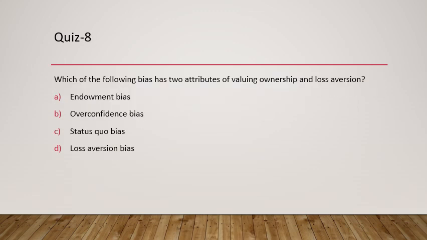Question number 8 is which of the following bias has two attributes of value ownership and loss aversion? Obviously, loss aversion bias has loss aversion in it, but endowment bias has two attributes of value ownership and loss aversion. Value ownership means, whatever you have invested in, you find that to be the best.